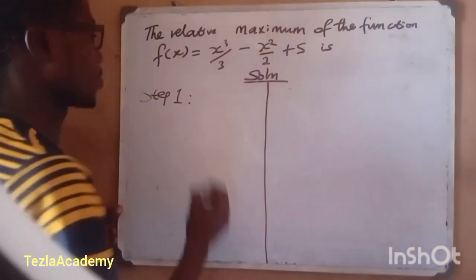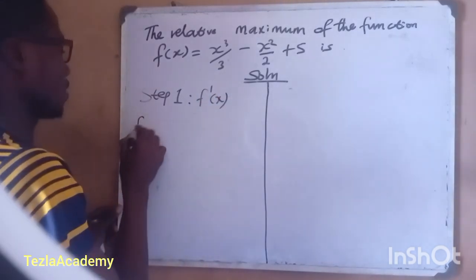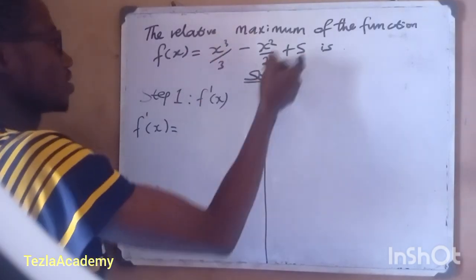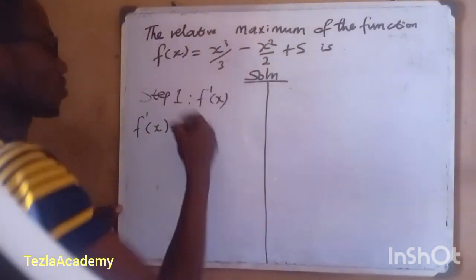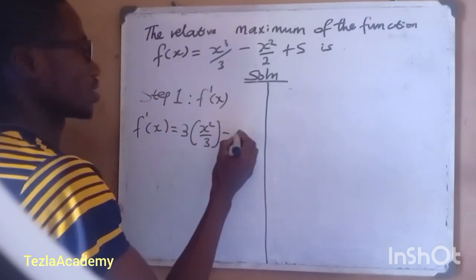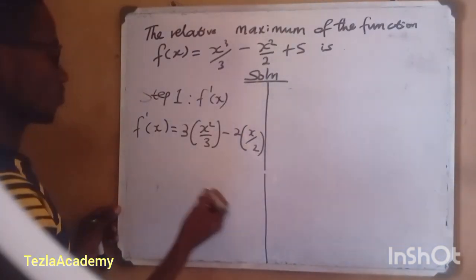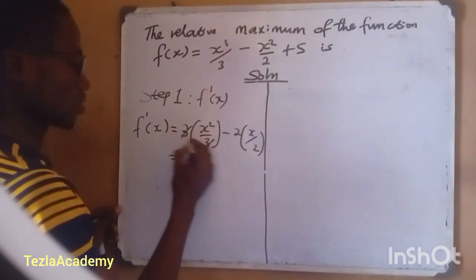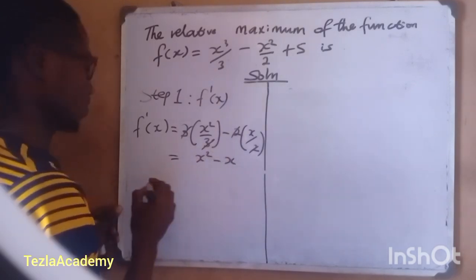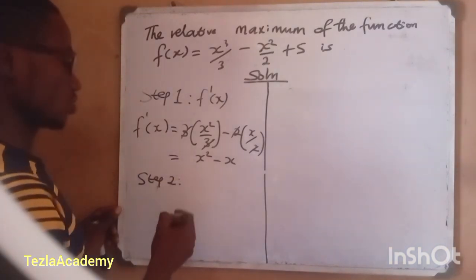what we call the critical values. So we're finding f prime of x in this step one. f prime of x is equal to, that's to differentiate this function, that's what f prime of x means. 3 will come to the front as usual. We have x squared over 3, then minus 2 bracket x over 2. This is the constant, it becomes 0. We don't need to write it. 3 will cancel 3, 2 will cancel 2. x squared minus x.